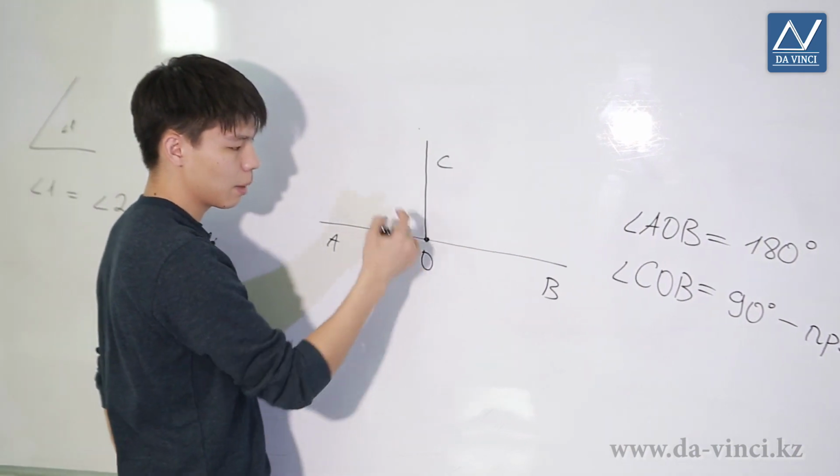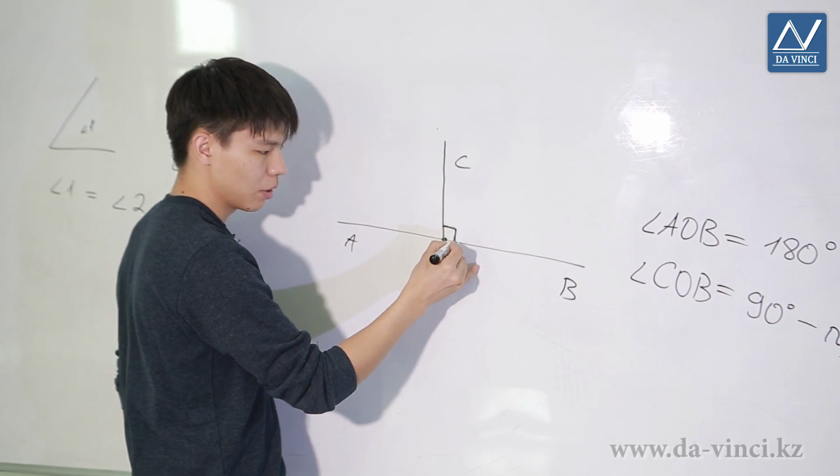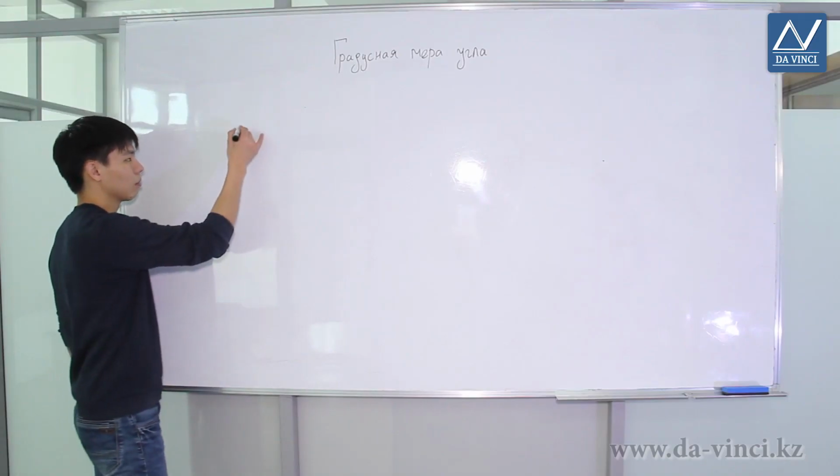On the drawing, it's often shown like this. A right angle is emphasized with a small square mark.